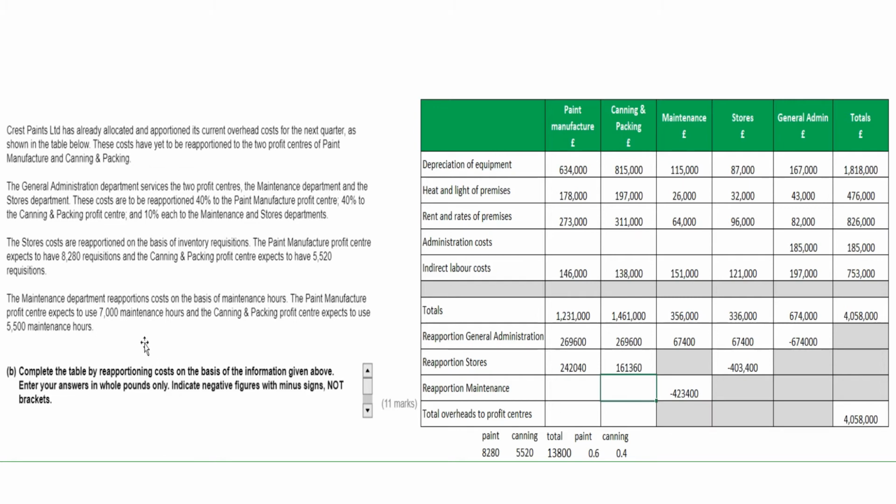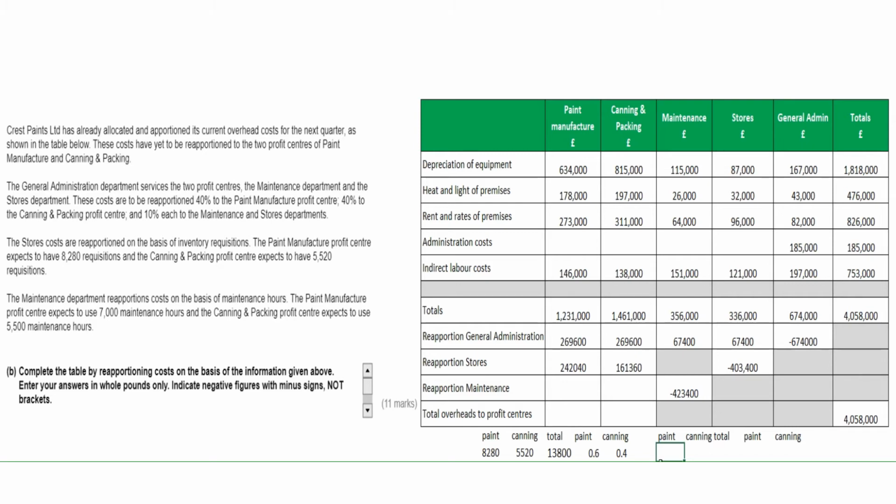The maintenance department reapportions costs on the basis of maintenance hours. The paint manufacturer profit center expects to use 7,000 maintenance hours, and canning and packing expects to use 5,500. So it's the same thing again, it's a ratio. We've got paint, canning, total, and the percentage for paint and for canning. We're going to do the same thing again.